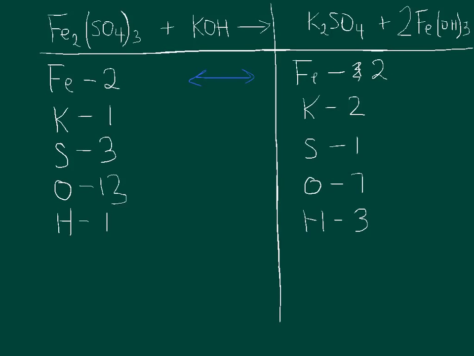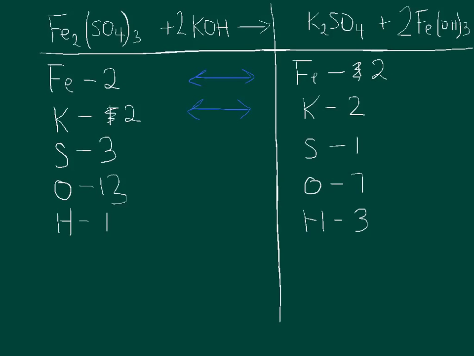Potassium is the only other metal I have, and I can see that I have 2 potassiums on the product side and only 1 potassium on the reactant side. So I'm going to put a coefficient here. I'm going to put the coefficient 2. I'm going to multiply everything there by 2, and that's going to change the number of potassiums on the reactant side to 2, and you can see that now my potassiums are balanced.